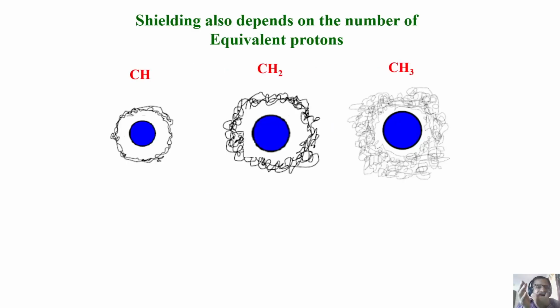Okay, I remember last class I said when we took CH and CH3, CH3 is more shielded than CH, and that's the reason CH3 comes at high field compared to this CH proton. The reason was the nucleus of CH3 sees more electron density surrounding it because it's more shielded compared to the CH proton. Now, I just want to take an example. What happens if there are different numbers of equivalent protons present, for example, CH, CH2, and CH3?